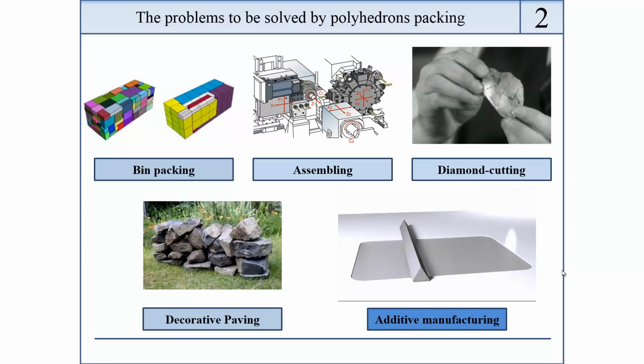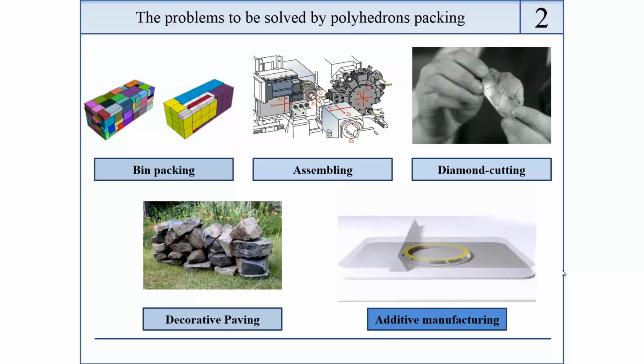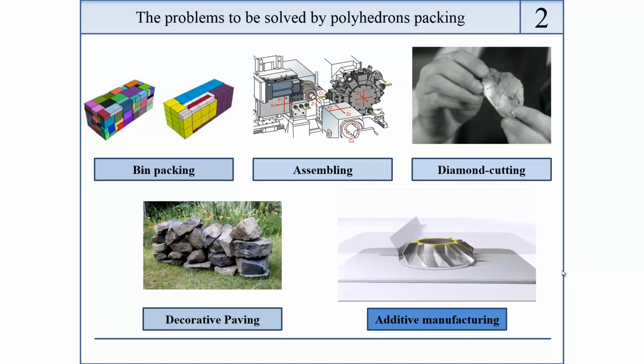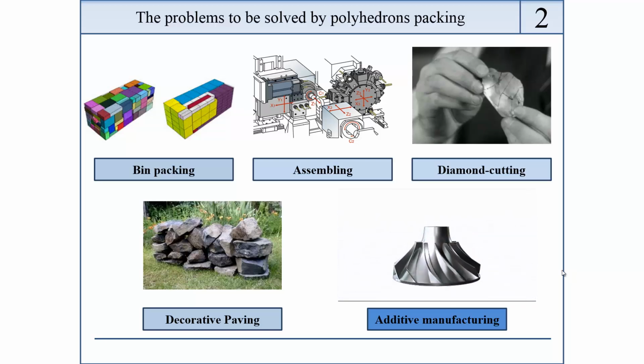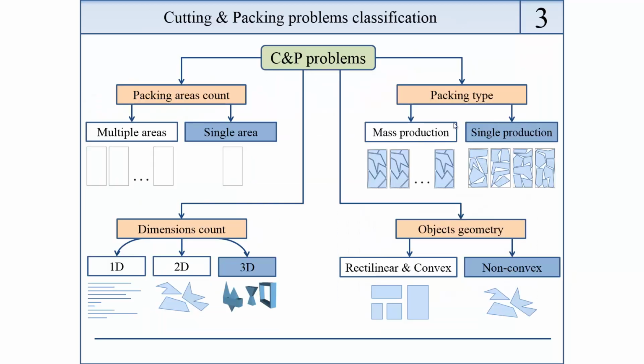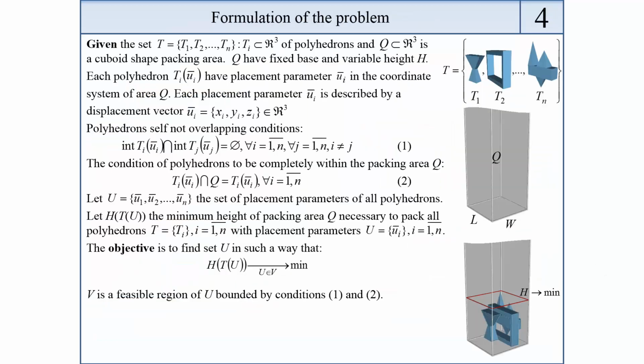Additive manufacturing is based on growing three-dimensional objects layer by layer. Since 3D machines are very expensive and produce objects very slowly, it's necessary to produce as many details at the same time as possible. The next slide proposes a cutting and packing problem classification. Therefore, I will consider a single production of 3D non-convex objects with a single packing area.